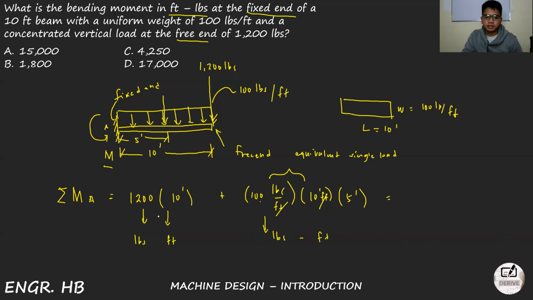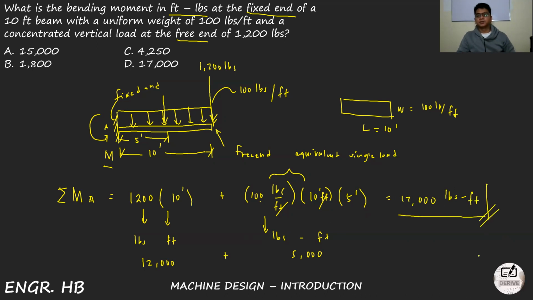The answer will be 1,200 times 10. That was 12,000. Plus 100 times 10, 1,000 times 5. So that will become 5,000. So it will be 12,000 here, and you have the 5,000 here. And 12,000 plus 5,000, that will become 17,000 pounds.